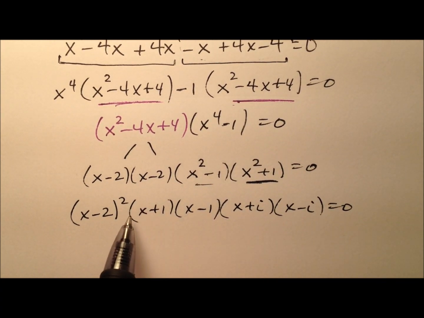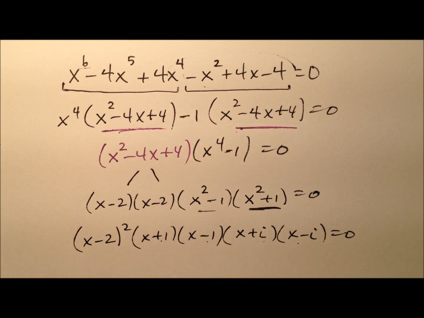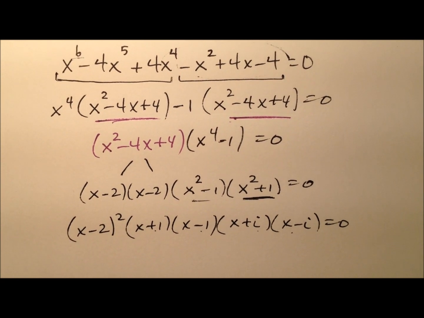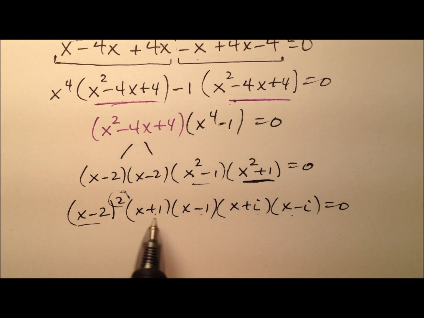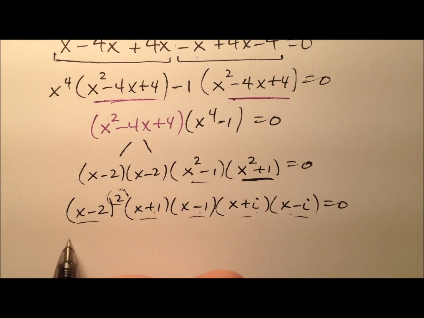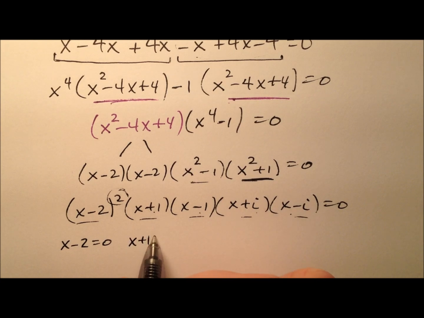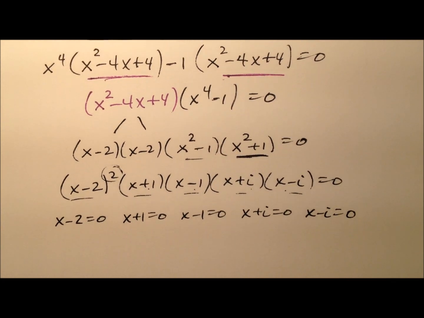So it looks like I have 6 roots, 1, 2, 3, 4, 5, 6. And of course, my degree up here was degree 6, so I knew there were going to be 6 roots. Not all are unique, of course, because I have this multiplicity here. But I can now take all 5 of these unique roots and set them equal to 0 using my zero property of multiplication. So x minus 2 equals 0, x plus 1 equals 0, x minus 1 equals 0, x plus i equals 0, and x minus i equals 0.